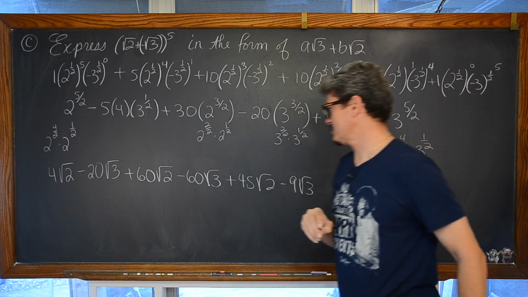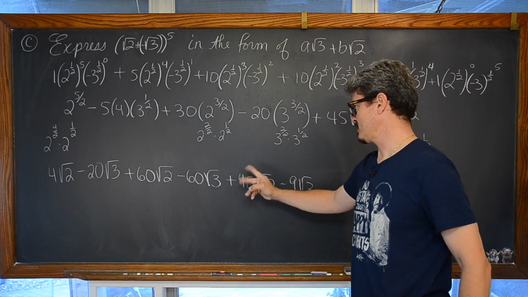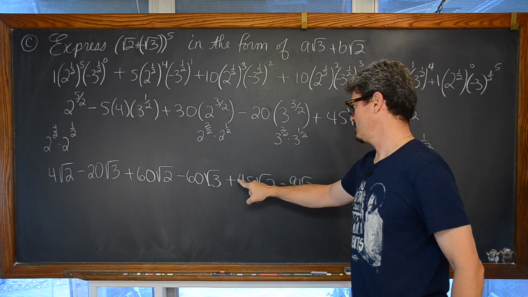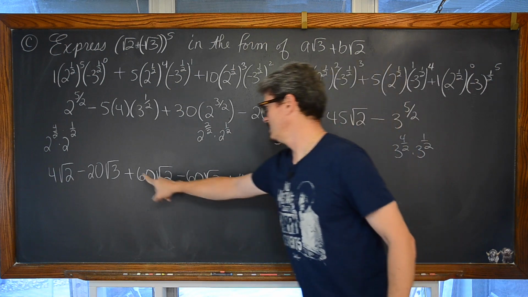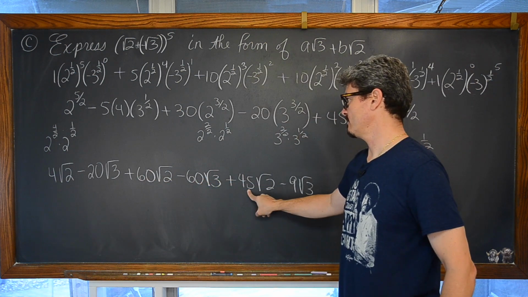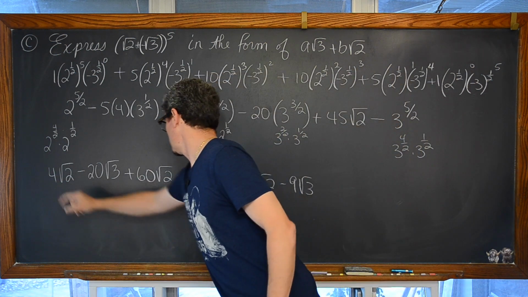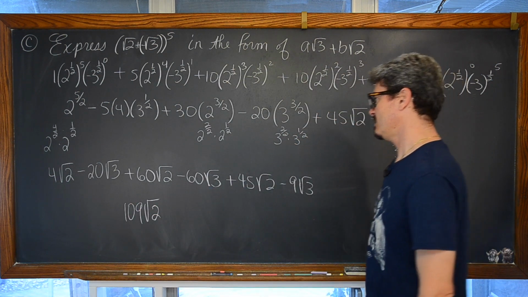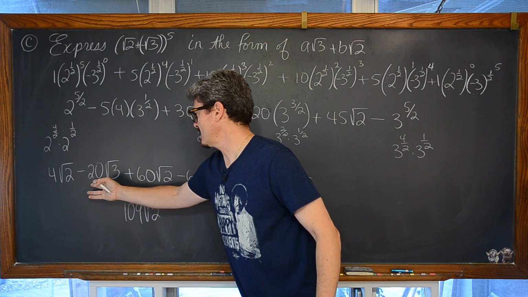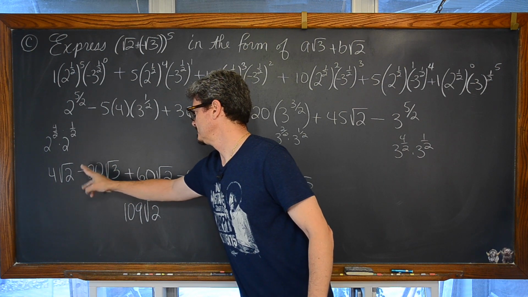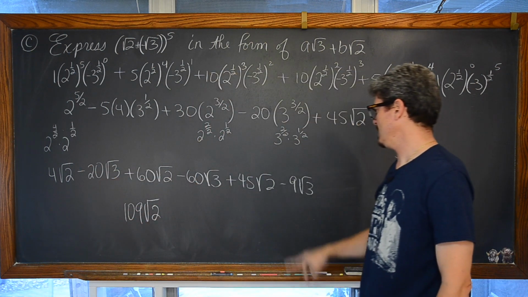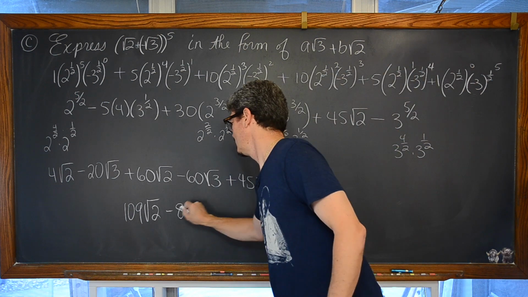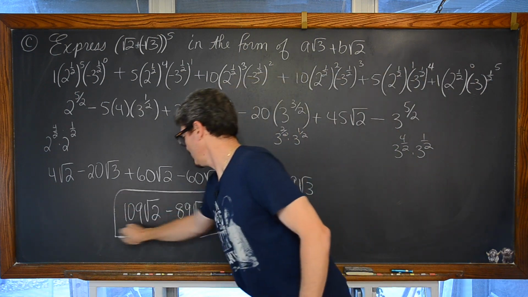4 and 60 is 64. Let's do this. We've got 40, 100, 105, 109. And for the square root of 3's, turns out they're all negative, because negative number raised to the odd power. We have negative 20, negative 80, negative 89, square root of 3.